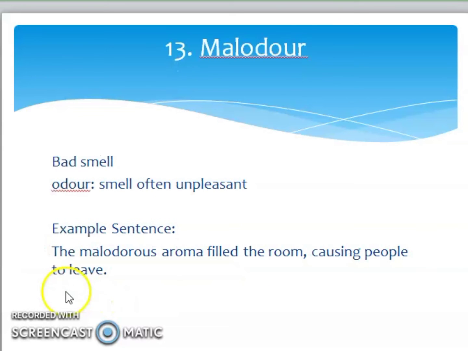Moving to the next, malodor. Now, mal means bad, and odor, smell. Smell that's often unpleasant is odor. Example: the malodorous aroma filled the room, causing people to leave. So what made the people leave the room? The bad smell.